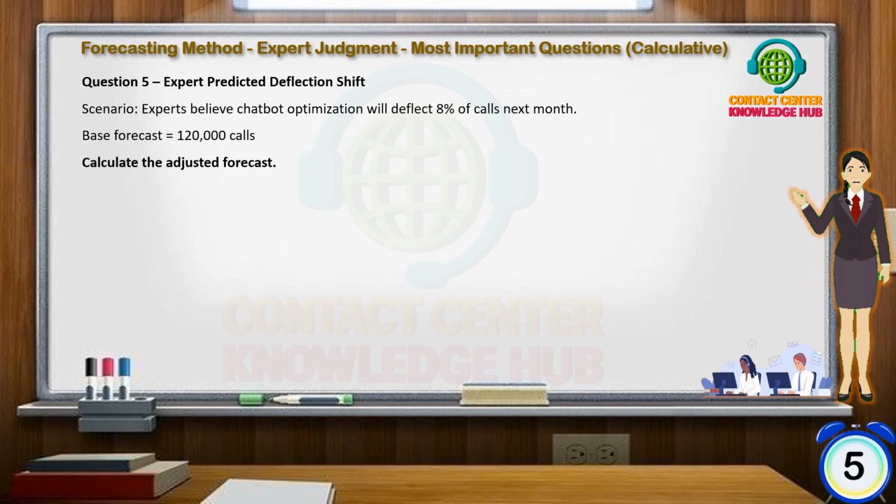Now let's solve the next question. Expert predicted deflection shift. Here's the scenario. Experts believe that chatbot optimization will deflect 8% of calls next month. Our base statistical forecast is 120,000 calls. Calculate the adjustment. Think for a moment.